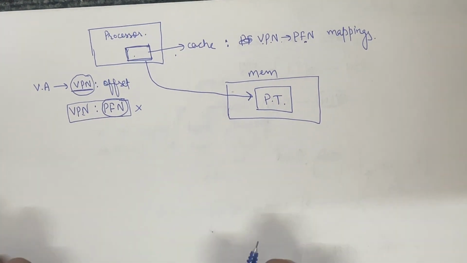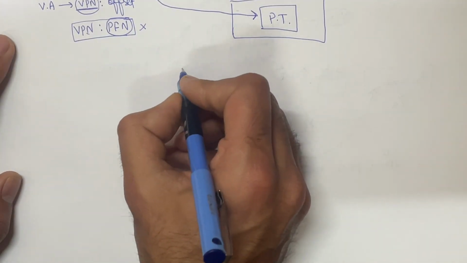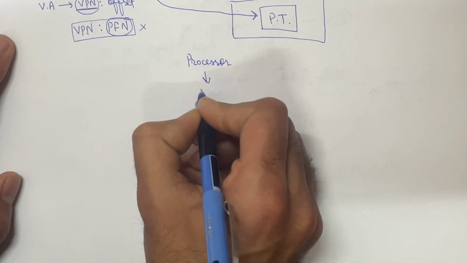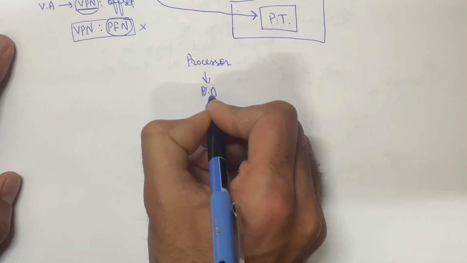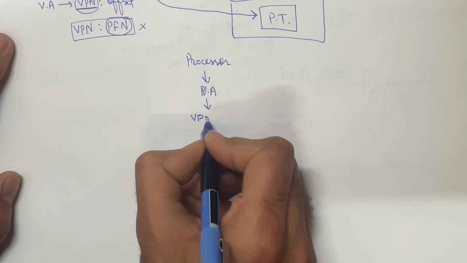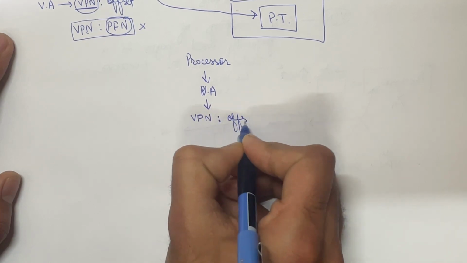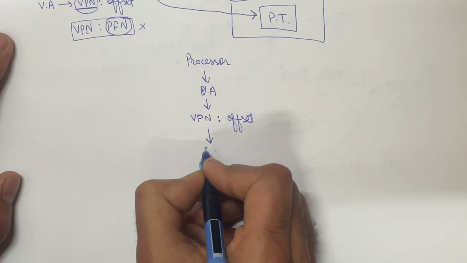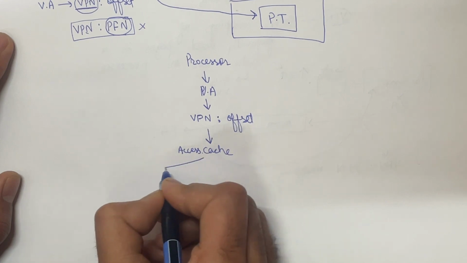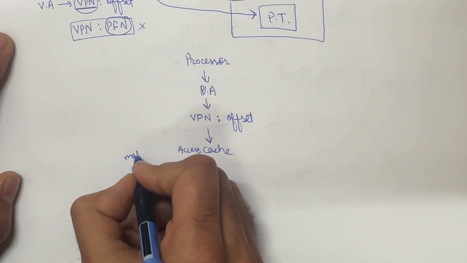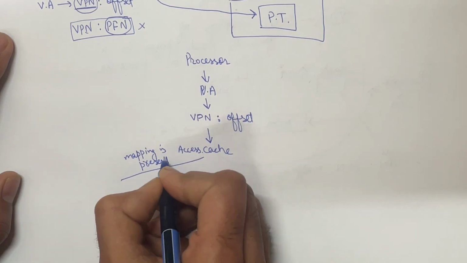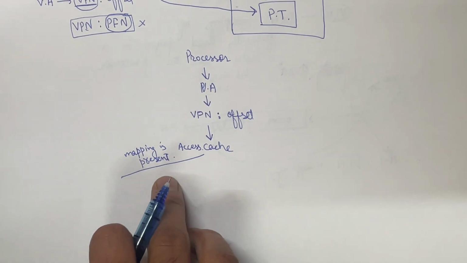So what I am saying is, we have a processor, it generates a virtual address. This virtual address is divided into two parts, virtual page number and offset. Then it accesses this cache. Now there are two scenarios. The first scenario is that the mapping is present in the cache. If the mapping is present in the cache, what does that mean?